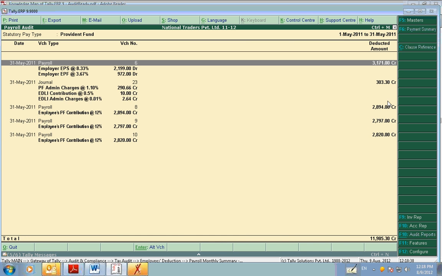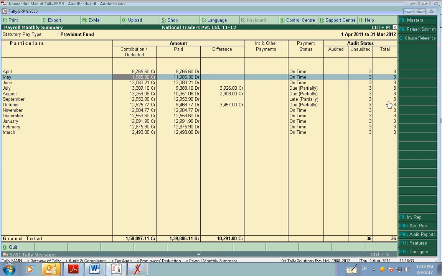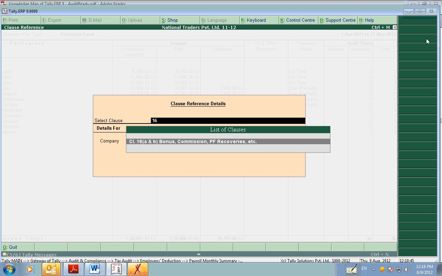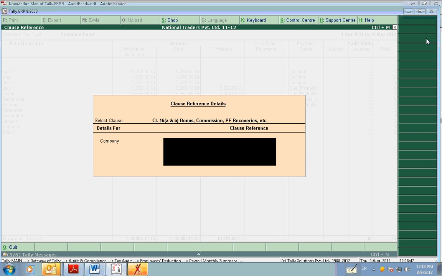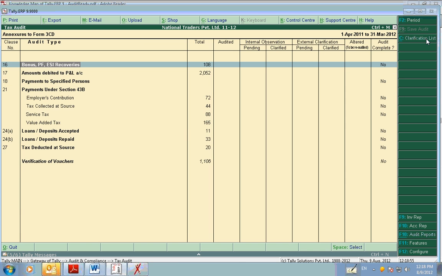Right? So, as I was saying, there are various clauses involved wherein it has to be checked. Either at the transaction level itself, you can have clauses. So, we were talking about clause number 16, that is bonus commission. You can link the clause references and give the relevant information for the same. Right? So, this is with respect to clause number 16.